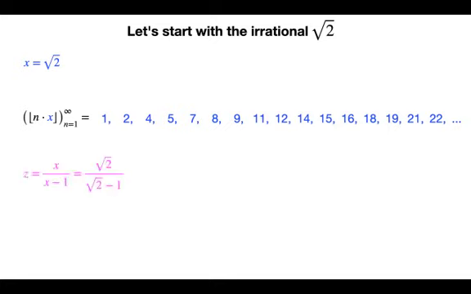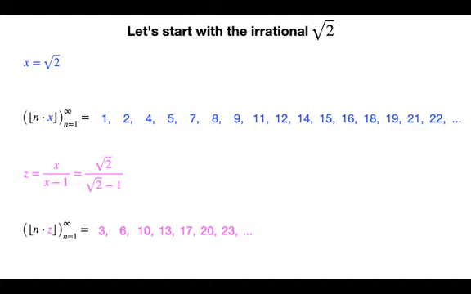Well, it turns out that there's a corresponding integer sequence obtained by computing the value x over x minus 1, so for us the square root of 2 over square root of 2 minus 1, and performing the exact same process, looking at the integer multiples of this new number and rounding down. In this case we get 3, 6, 10, 13, 17, 20, 23, and so on. Do you see what's happened?